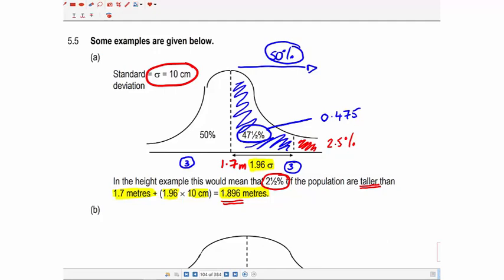And that's what we need to be able to do in the exam. We need to be able to interpret this type of information. So it might be worth pausing the recording and going back through this again, just to make sure that you can use the standard normal distribution tables and that you can start to interpret the information that comes from that.